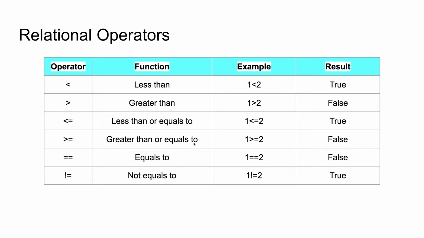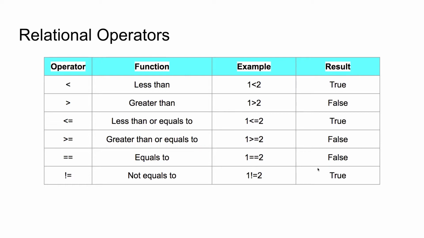Greater than or equal to: 1 greater than or equal to 2 is false because both the conditions are wrong. Equal to: here 1 is compared with 2, and if both the values are equal, then it gives a true result. But in this case 1 is not equal to 2, that's why it's false. This one is not equal to. 1 not equal to 2, which is true. That's why the result is true.